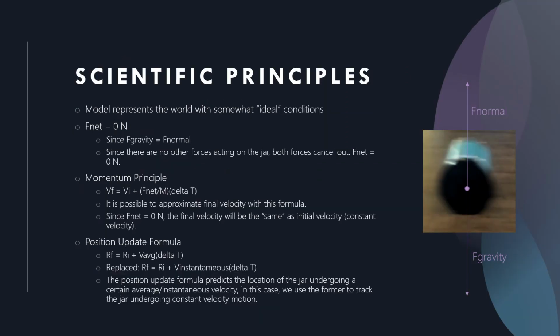These are the scientific principles of this model. The model represents the world in some ideal conditions. Since the force of gravity equals the normal force and there are no other forces acting on the jar, both forces cancel out, meaning F net equals 0.